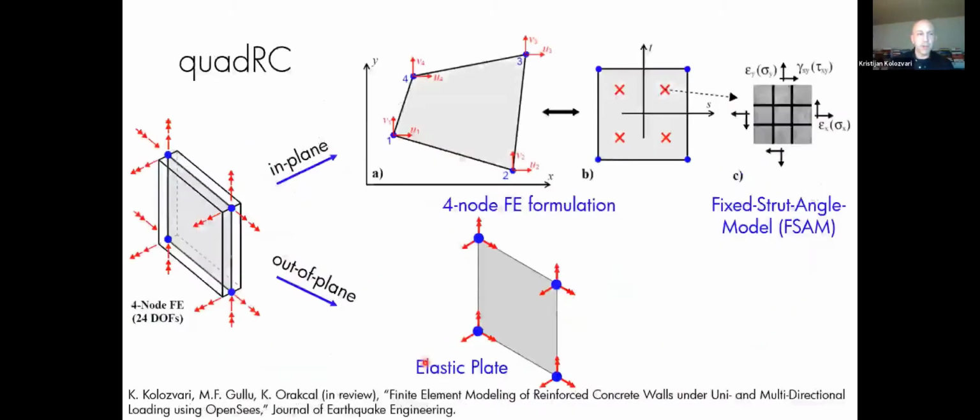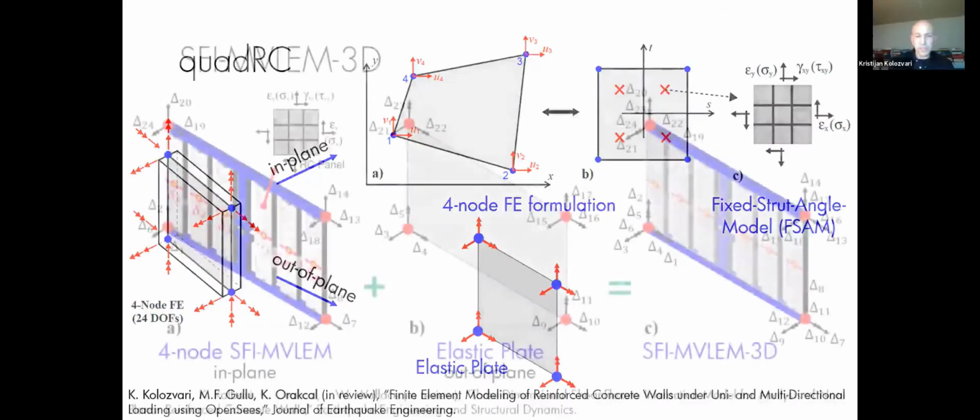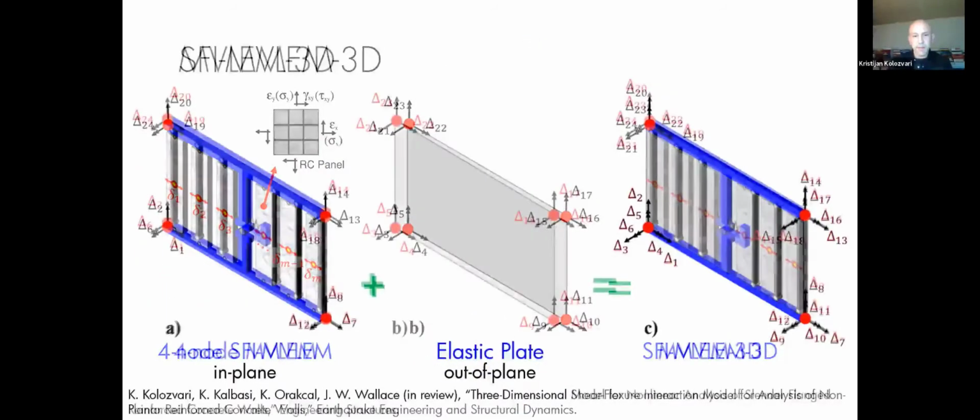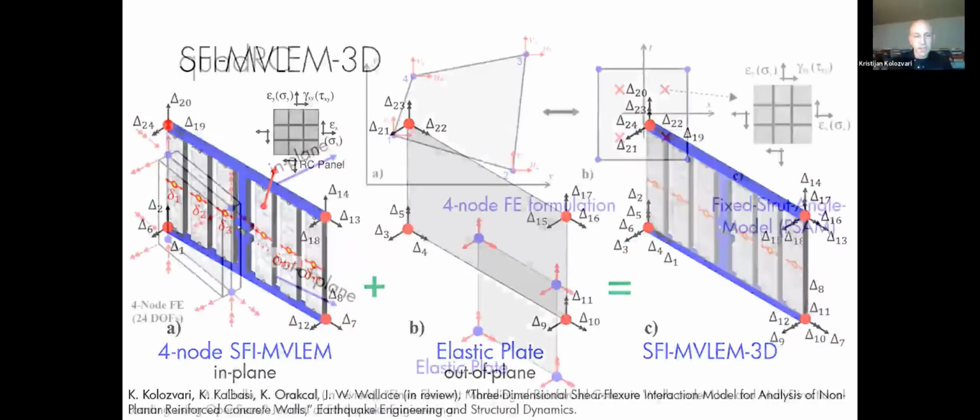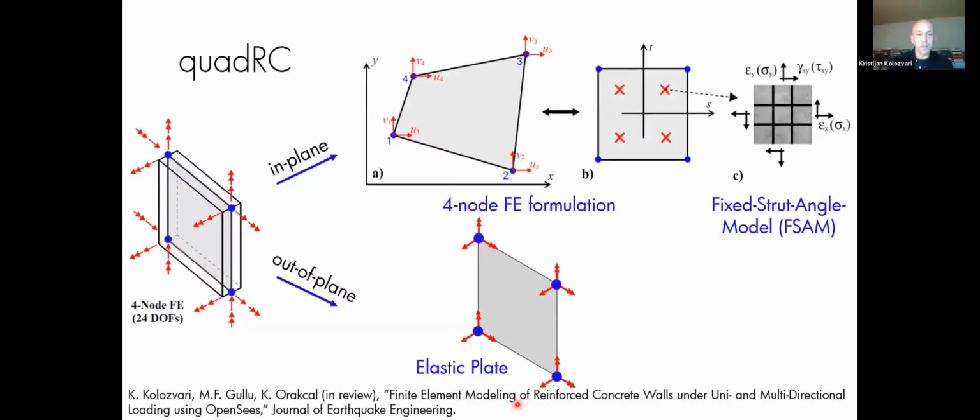And then the third model is this quadRC, where we essentially took the four-node finite element and made it work with this fixed rod angle model and added some elastic plate out-of-plane behavior as well. Again, relatively simple and stable, but it has some advantages compared to these macro models, such as the MVLEM family of models. And again, if you pay attention, there are really three different papers here that are currently in review. And as soon as they're out, these models will be out as well, hopefully not too long.